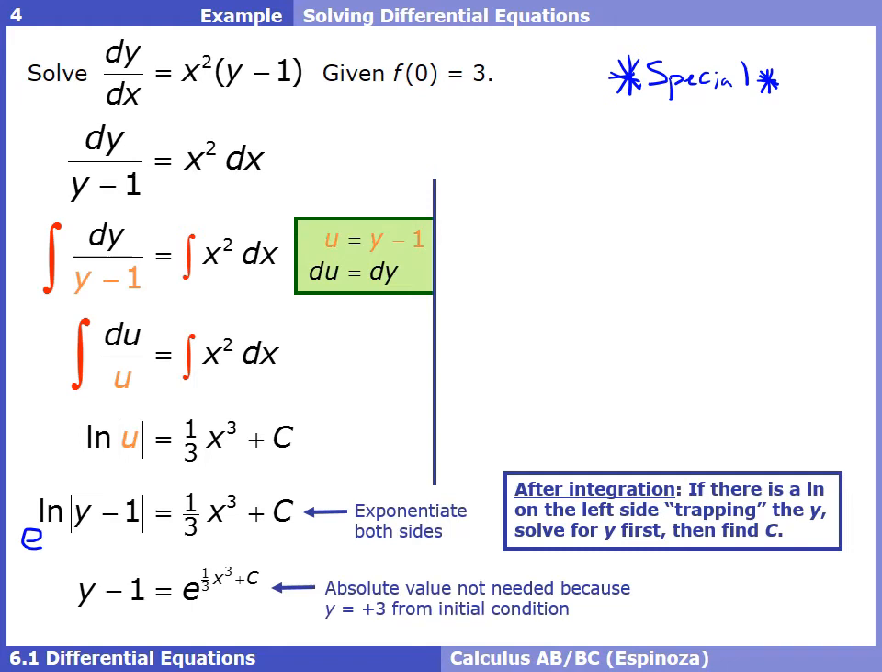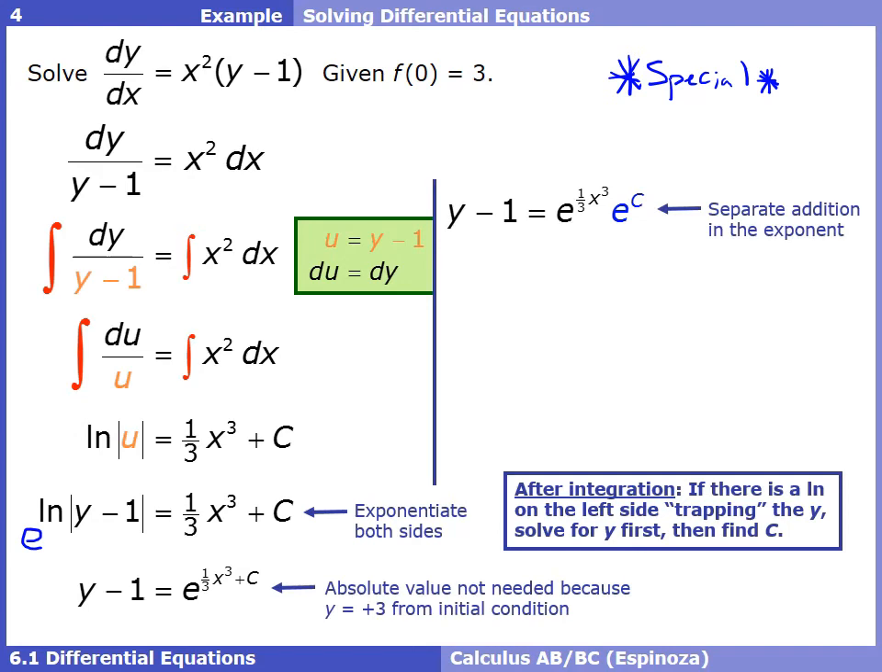So we don't need the absolute values. Kind of makes the simplification of this a lot easier. Okay, what can we do next? Well, here's a little trick, and that's why we need to first find y, and then we can find c. This little trick is going to be used quite a bit in these problems.